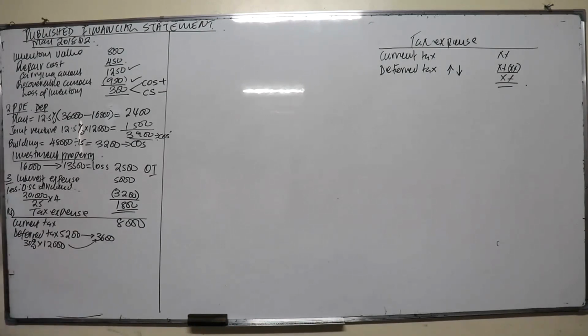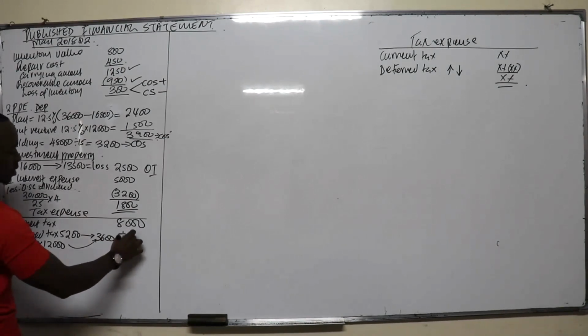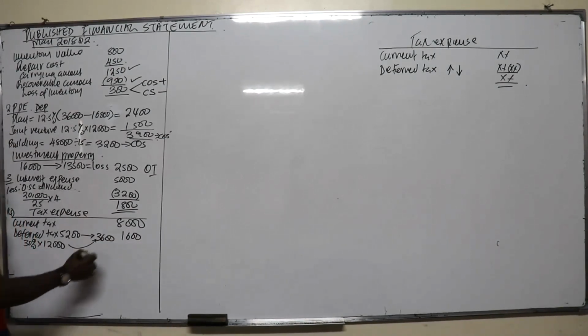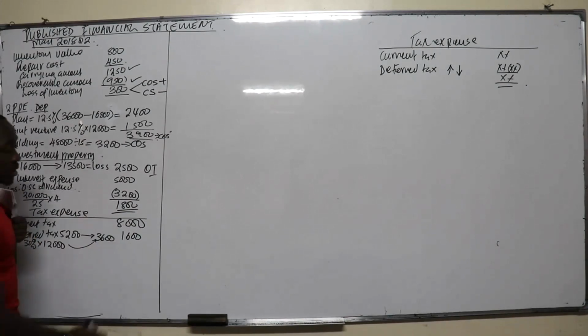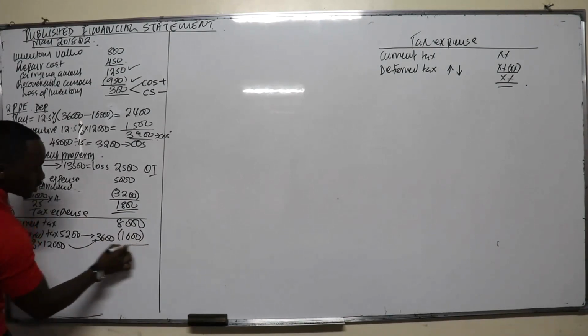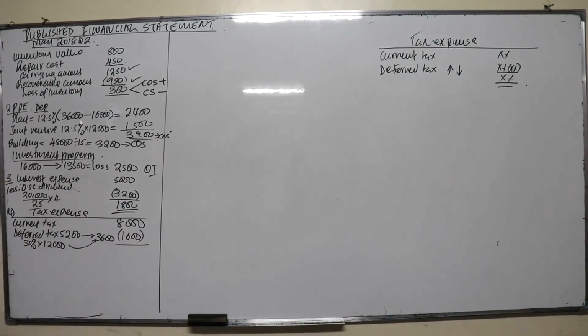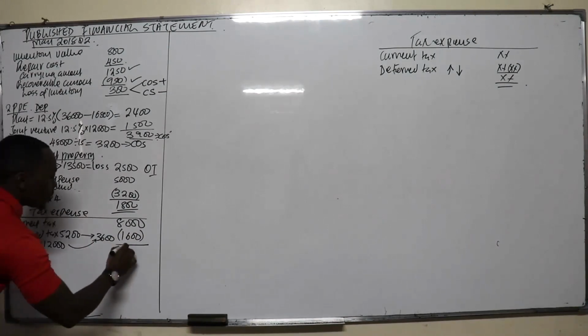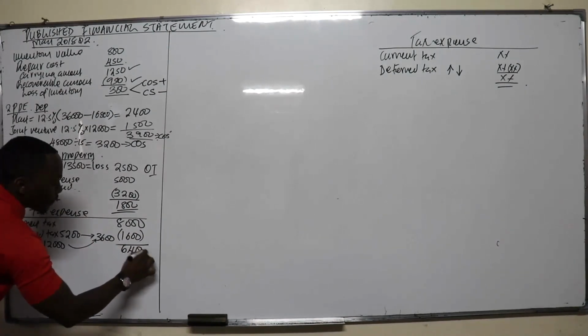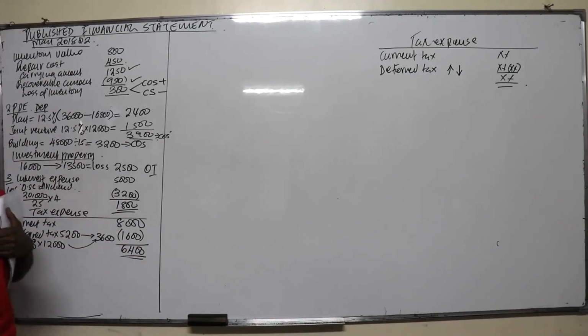An increment or a reduction? A reduction of how much? $1,600. A reduction in deferred tax is a what? So therefore you deduct. It will reduce your tax liabilities and income. So how much will we pay? Pay an amount of 64. That's what you take to the income statement.